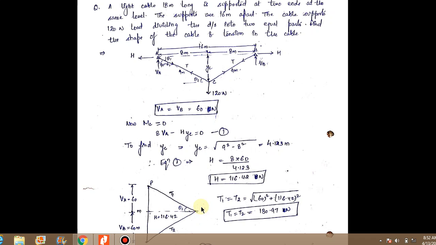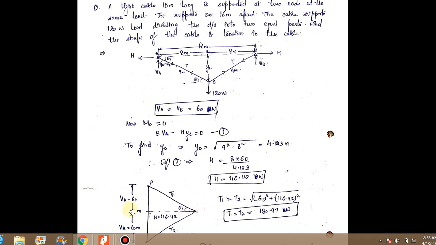See, now if I see this triangle, so in this triangle T1 will be this value, this OP will be T1, and see this point will be Q and OQ will be T2. So T1 and T2 will be equal to, see if I see this triangle, in this triangle I have to find out hypotenuse T1 and मुझे perpendicular और base मुझे पता है. So T1 will be equal to under root of perpendicular square plus base square. So you will get T1.